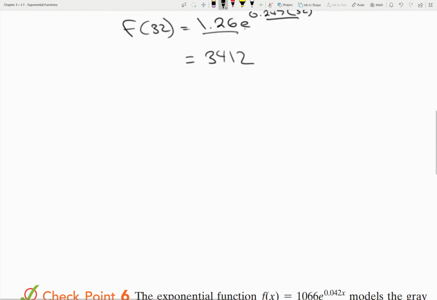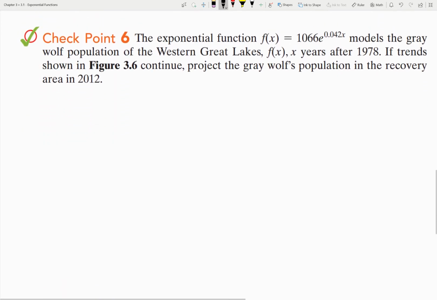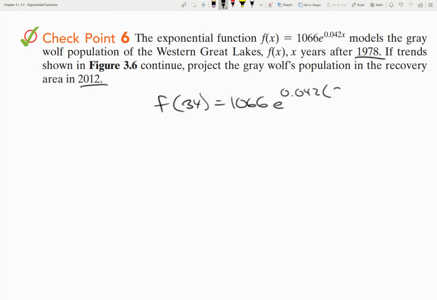Okay. Let's look at the next problem. So again, just a way to practice plugging this into the calculator. So again, years after 1978 to 2012, that's 34 years. So we would find f of 34, which is going to be 1066 times e to the 0.042 times 34. Plugging this into your calculator gives you 0.042 times 34.